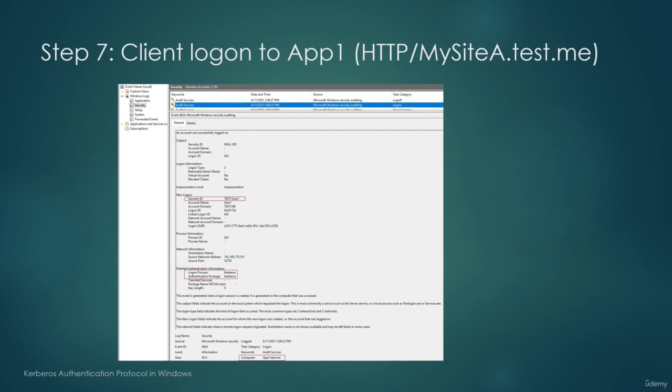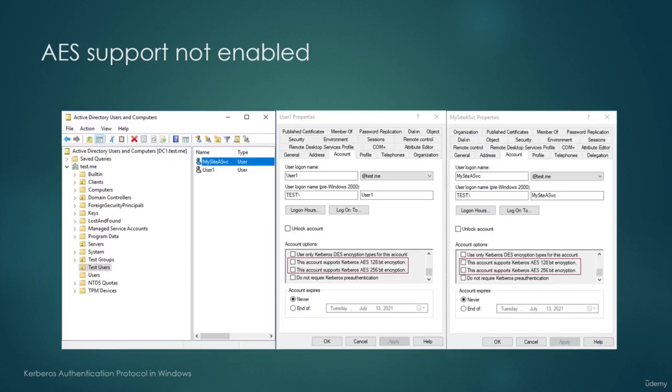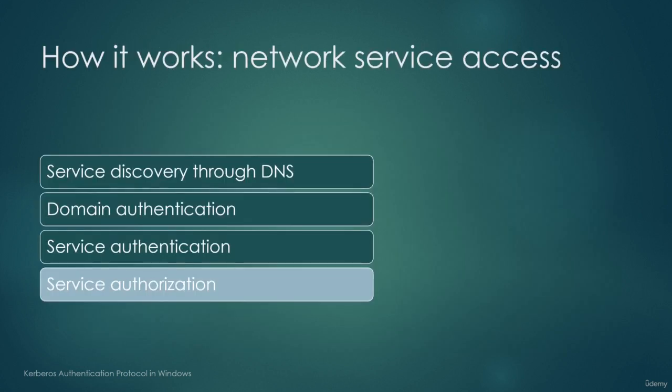Here we see a Kerberos logon event in App1's security log. We see the service ticket in the user's credential cache on PC1, and we see it's encrypted with RC4, since AES hasn't been enabled. Finally, the service verifies and updates the PAC and then creates an access token.